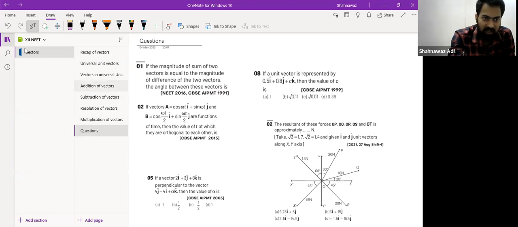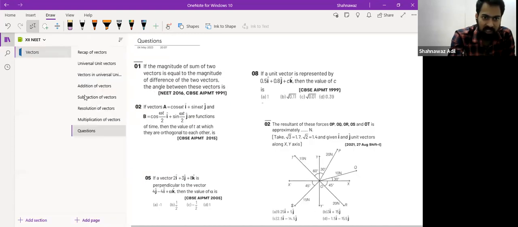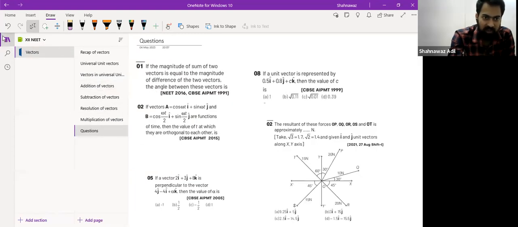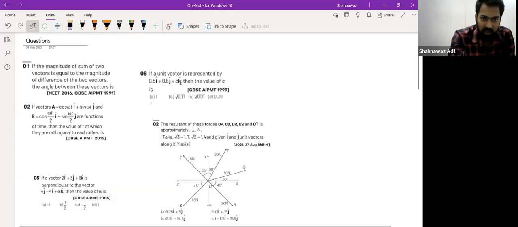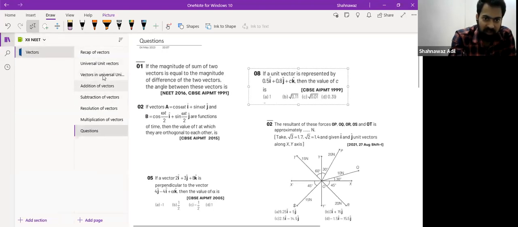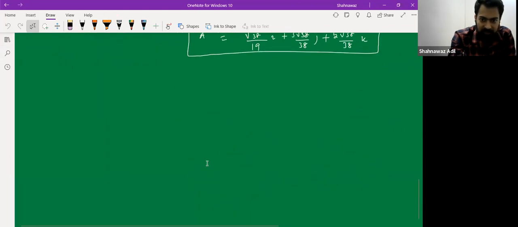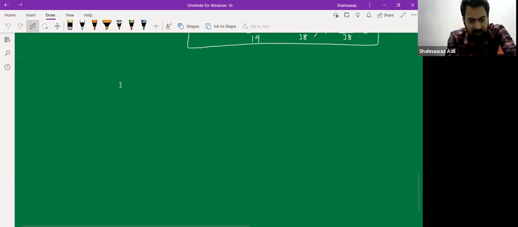So we are at subtraction. We completed the addition, right? We will do the subtraction in a moment, but before we do that, let us do this question, because we have done the concept of this question. So I guess this was in here.